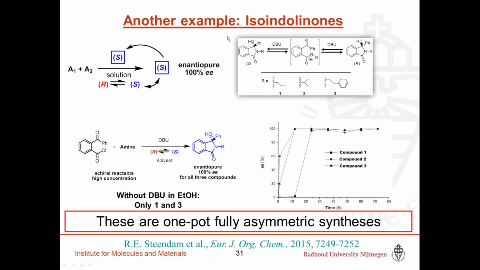He did it for another case, with three different types of isoindolinones, and found in the same way, in a one-pot reaction, a very fast reaction to enantiopurity.